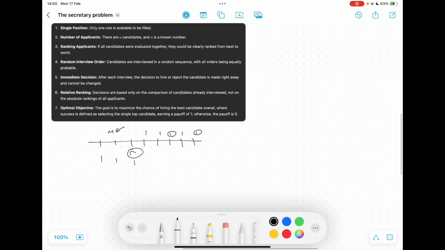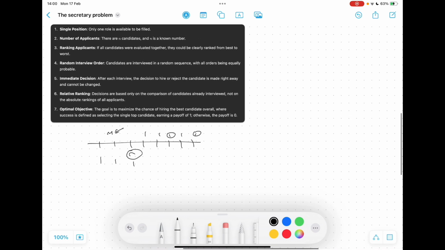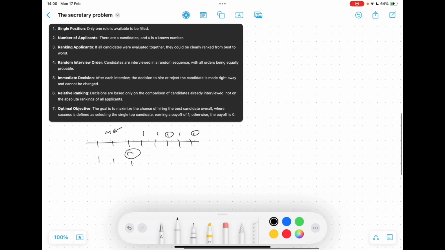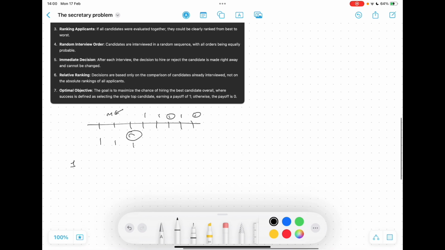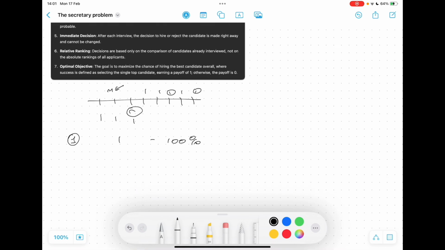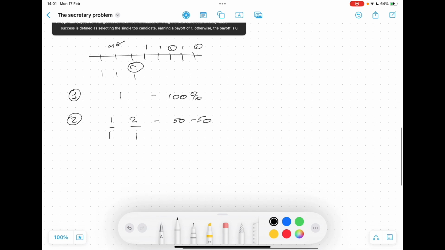And this is actually quite interesting because to be fair, we can actually look at examples. For example, if we have only one applicant, we have a 100% chance of picking this applicant, since we don't really have a choice. This is not very interesting. A more interesting case would be 2. If we have applicants, let's call them 1 and 2, with 2 being the best and 1 being a little worse, then we have a 50-50 chance of picking this one and a 50-50 of picking this one. So still not that interesting.